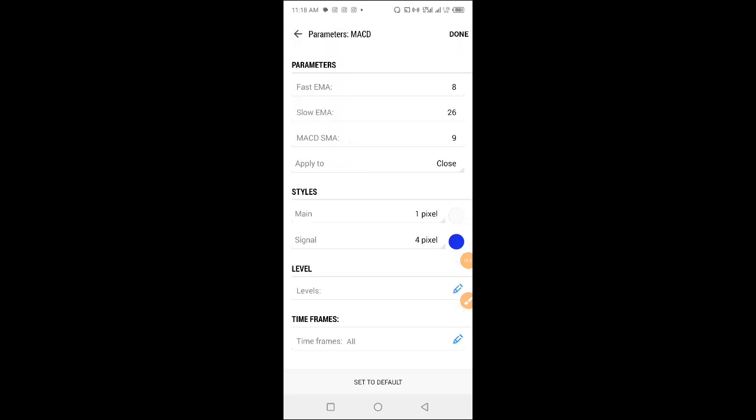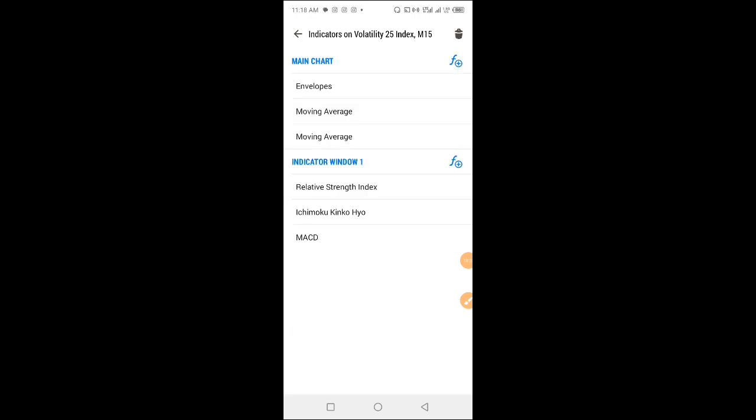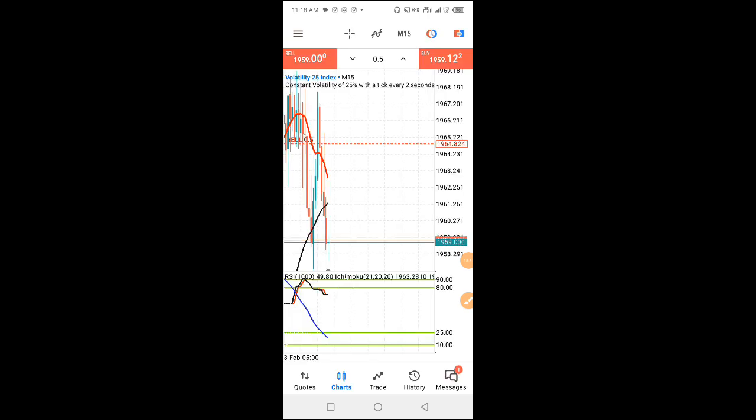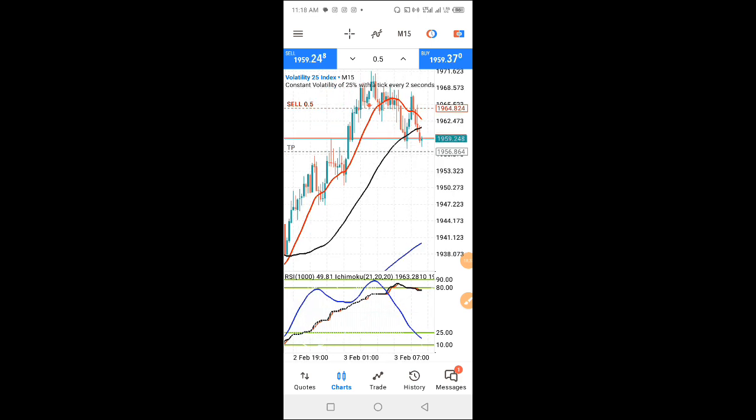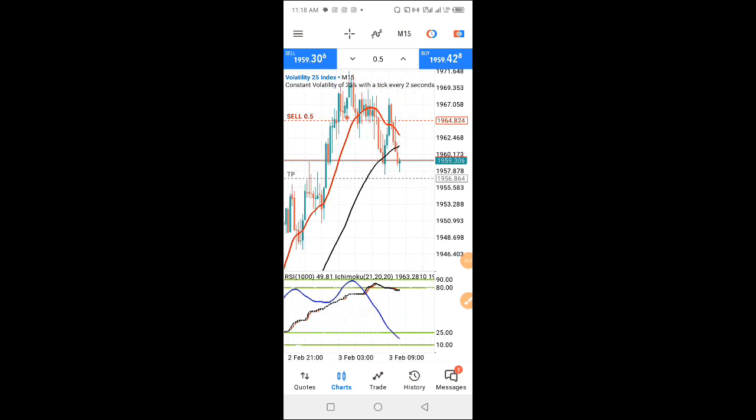Then lastly, the MACD. Your MACD should be period 8, 26, 9. We're only using the signal. We don't need the main line. Signal line blue. This one is to know when price has momentum towards either up or down. So these are the settings, guys. It works, like I told you, it works very well. You can use it for both catching spikes and trading the default settings for Boom and Crash. So this is today's strategy.